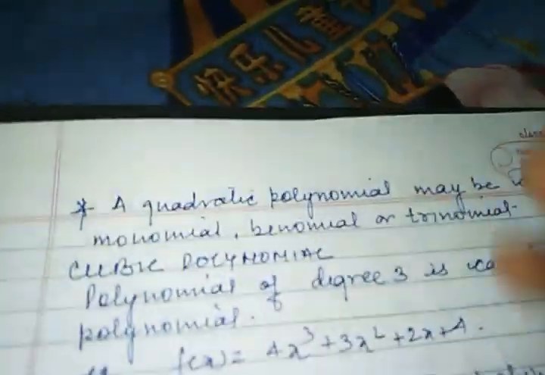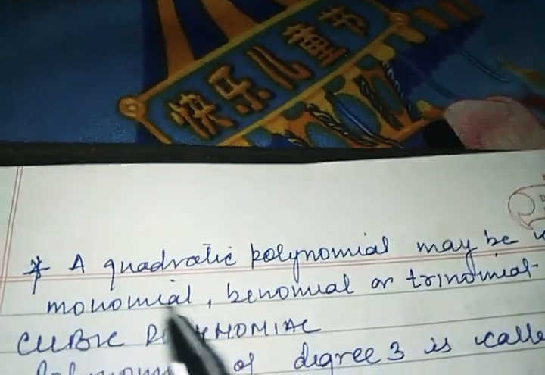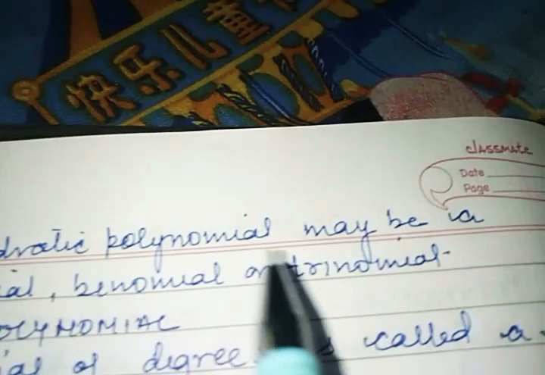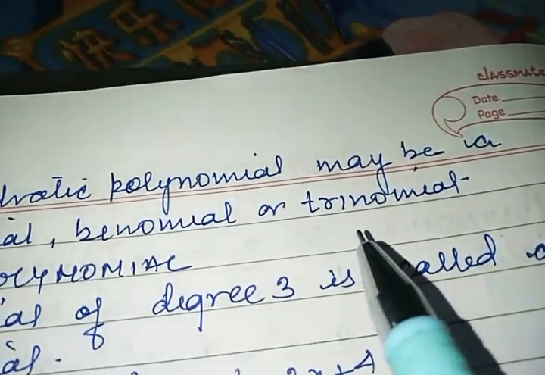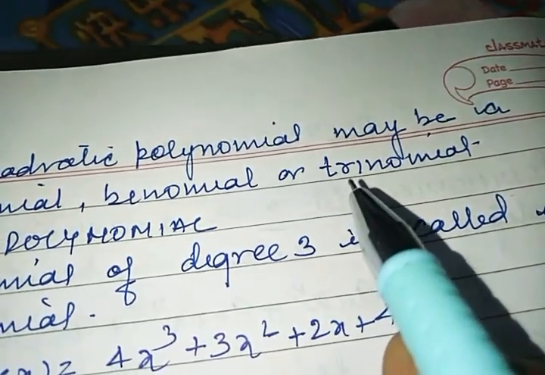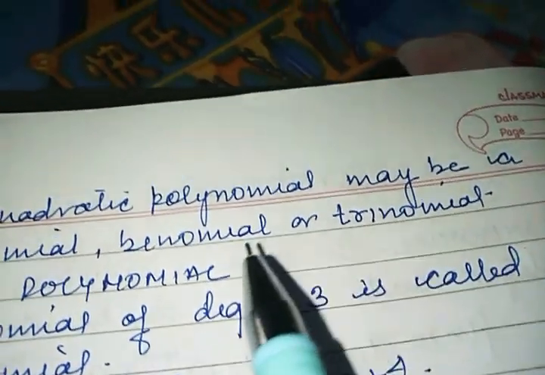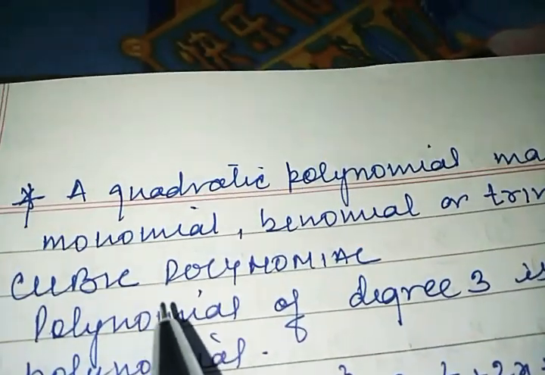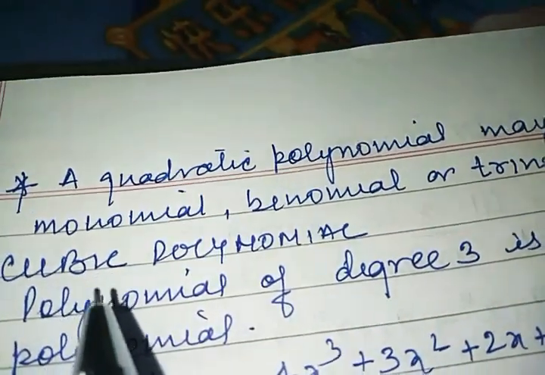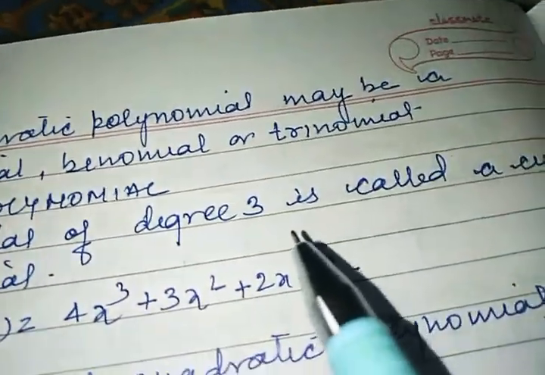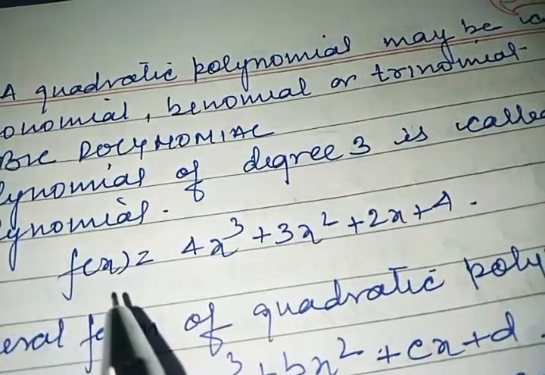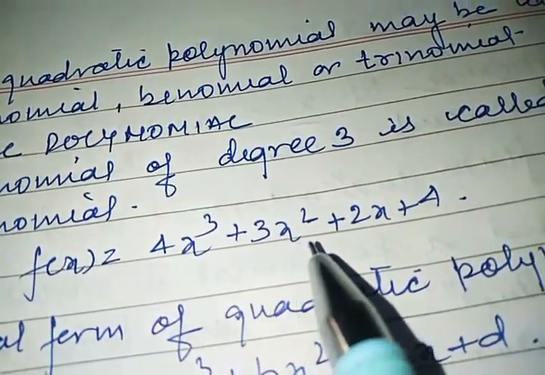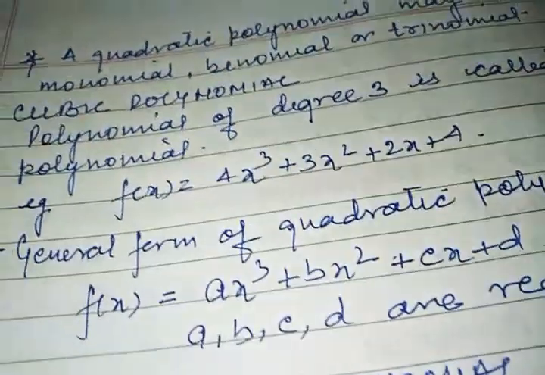Next, a quadratic polynomial may be a monomial, binomial or trinomial. It can be written in any way. It can be a monomial, binomial or trinomial. But the degree should be 2. Now next is cubic polynomial. Cubic, you know, is 3. So a polynomial of degree 3 is called a cubic polynomial. Example, f(x) = 4x^3 + 6x^2 + 2x + 4. This is called a cubic polynomial.